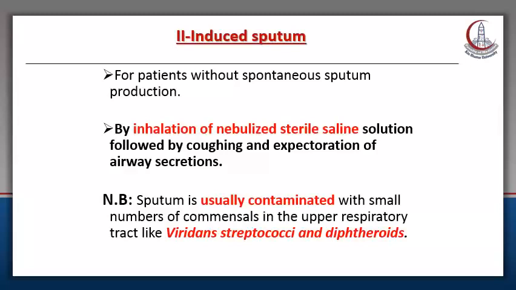And as the sputum is usually contaminated with small numbers of commensals from the upper respiratory tract like Streptococcus viridans and diphtheroids, every microbiologist should know that sputum contains commensals which shouldn't be reported as pathogens when they appear in cultures.